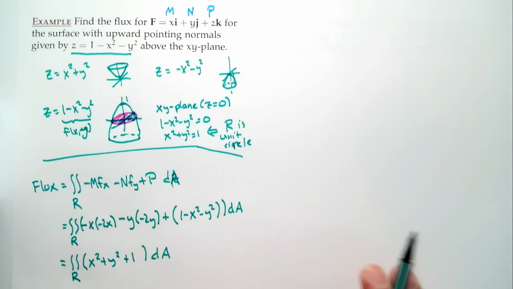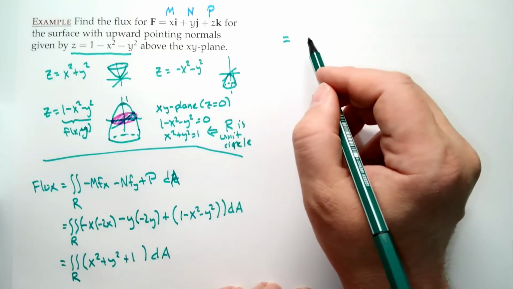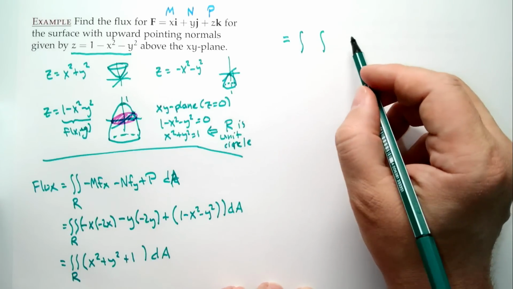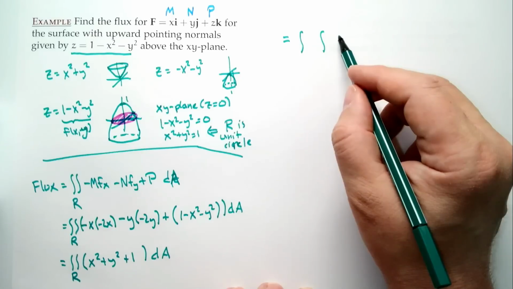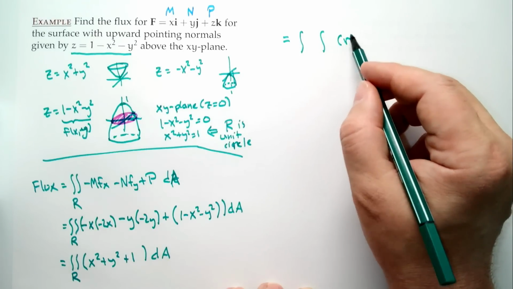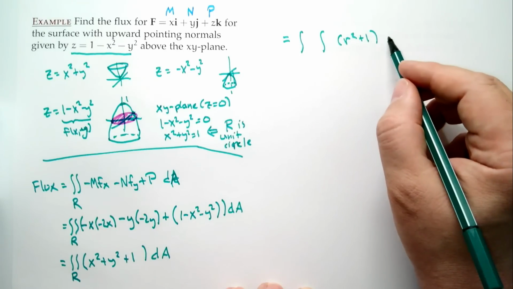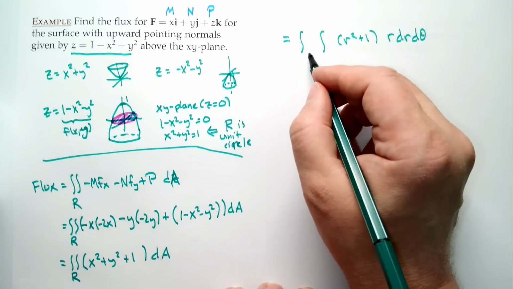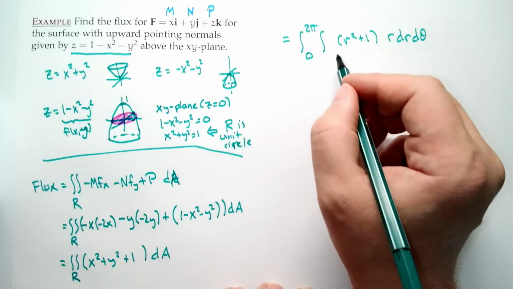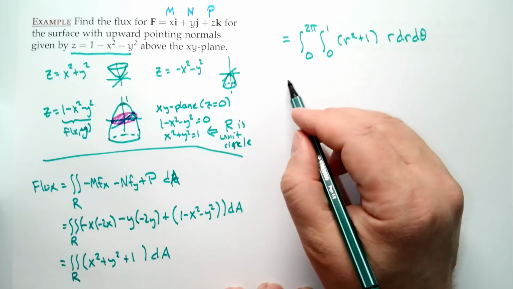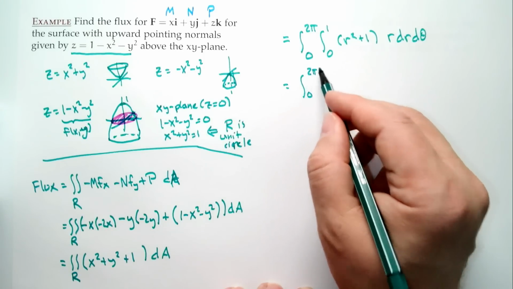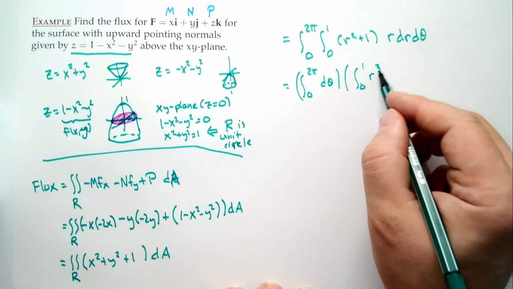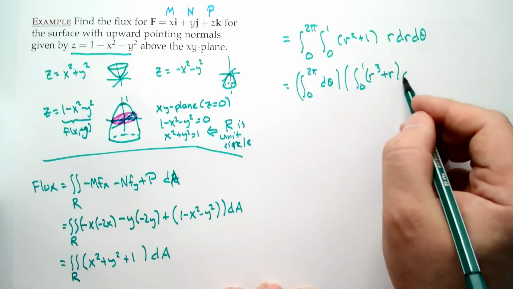So if we keep it going here, this will become the integral, x squared plus y squared plus 1 will become r squared plus 1. dA becomes r d theta. Theta goes from 0 to 2 pi, and r goes from 0 to 1. So this is integral. We can actually pull this one apart. 0 to 2 pi d theta. Integral 0 to 1, r cubed plus r dr.